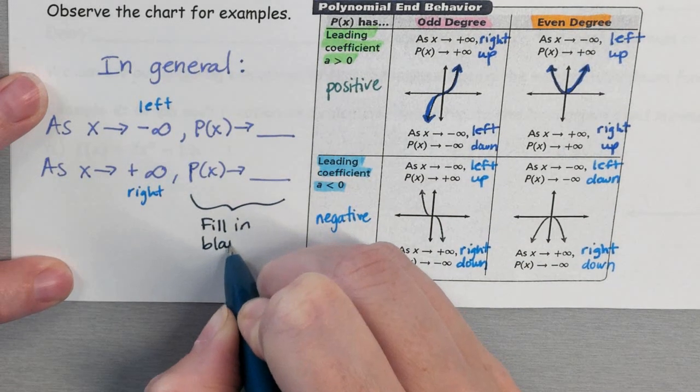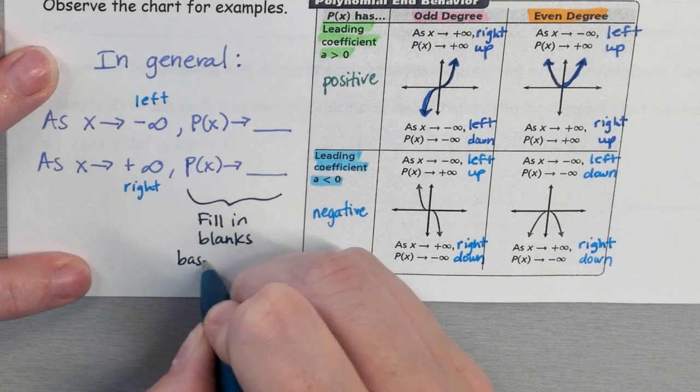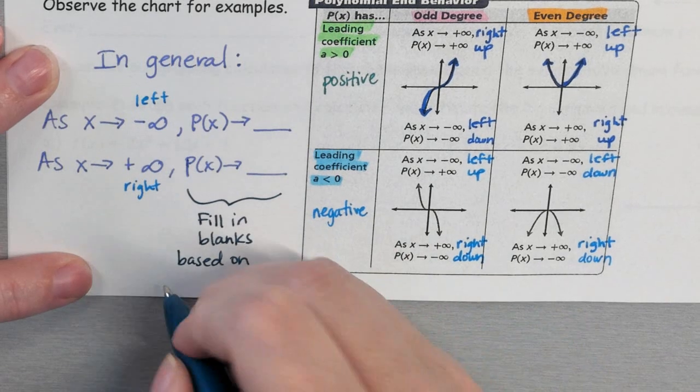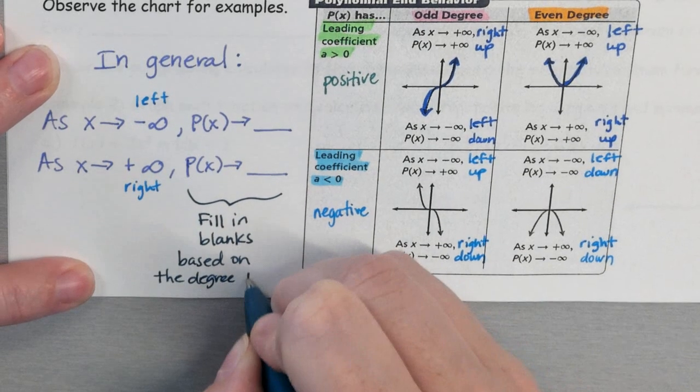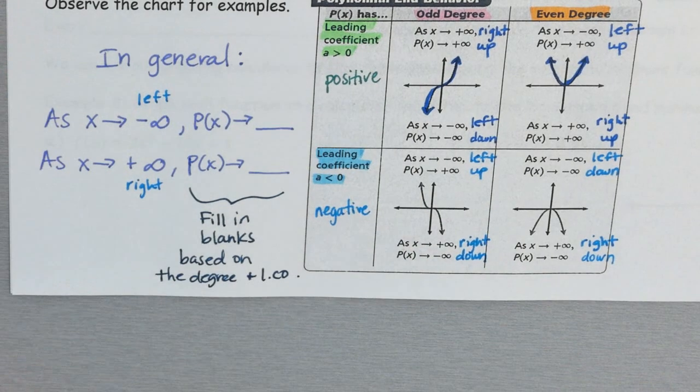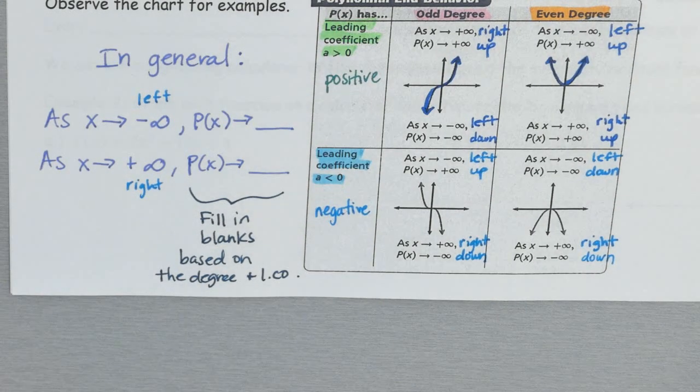Okay, so we're going to fill in the blanks based on the degree and the leading coefficient. Okay, and that's what we're going to do on the next page. So we're going to use the degree and the leading coefficient to make those statements.